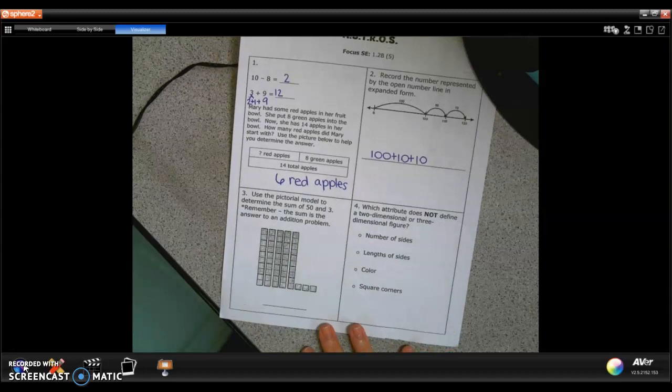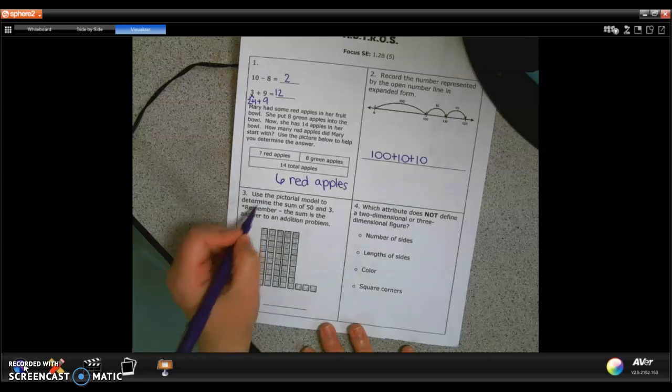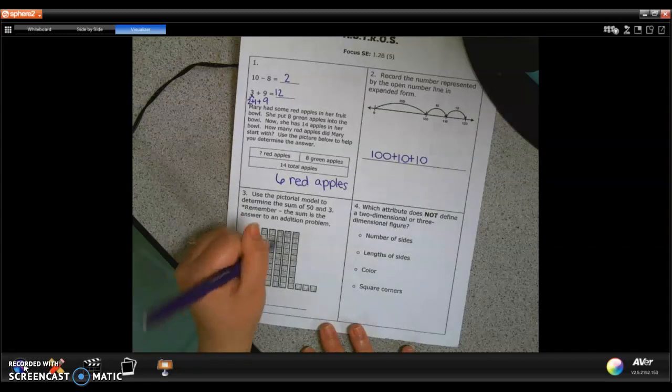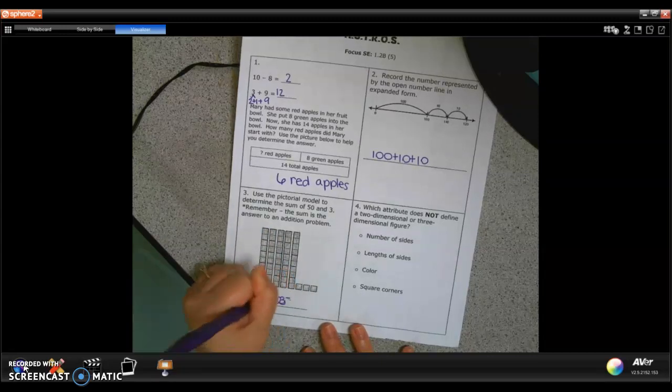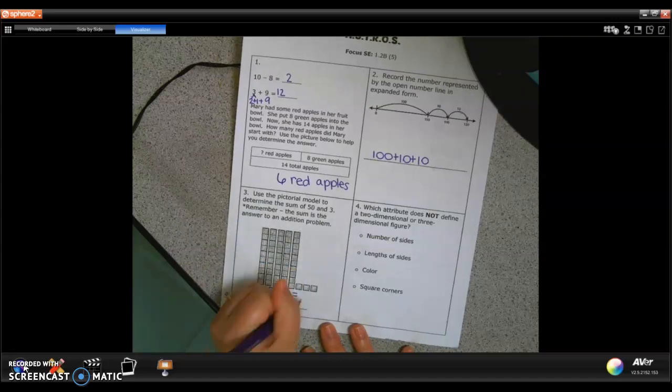Use the pictorial model to determine the sum of 50 and 3. Remember, the sum is the answer to an addition problem. So I know 10, 20, 30, 40, 50. So 50 plus 3, 50 plus 3 has a value of 53.